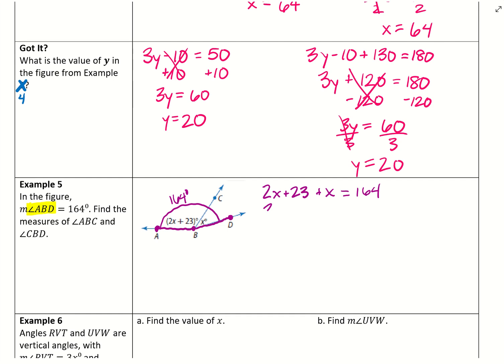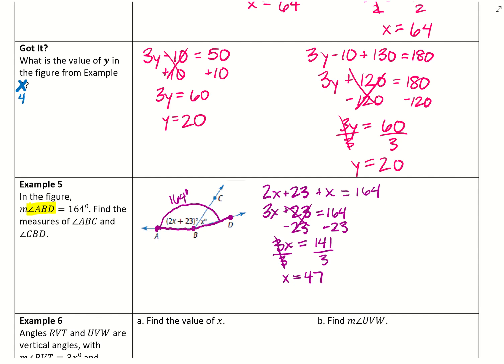So I'm going to combine like terms first. We got 3x plus 23 equals 164. Subtract 23 from both sides. Now I have 3x equals 141. I'm going to divide both sides by 3. And that's going to give me... Oh, sorry guys, I'm doing this in my head. 47.